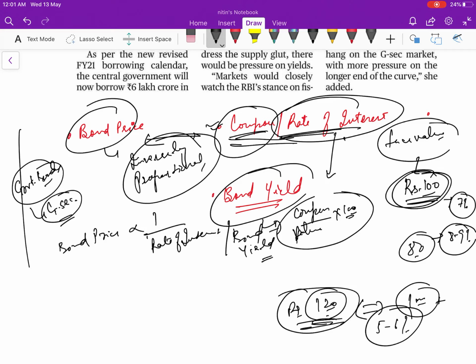So when the economy is in bad shape, the supply of government bonds will be more. When supply of the government bonds is more, the price will fall, and the rate of interest or the bond yield will rise. And how will the bond yield decline? When the bond price will rise, right? When bond price rises to 120, then the bond yield declines, because ultimately the face value is rupees 100 only for the bond.